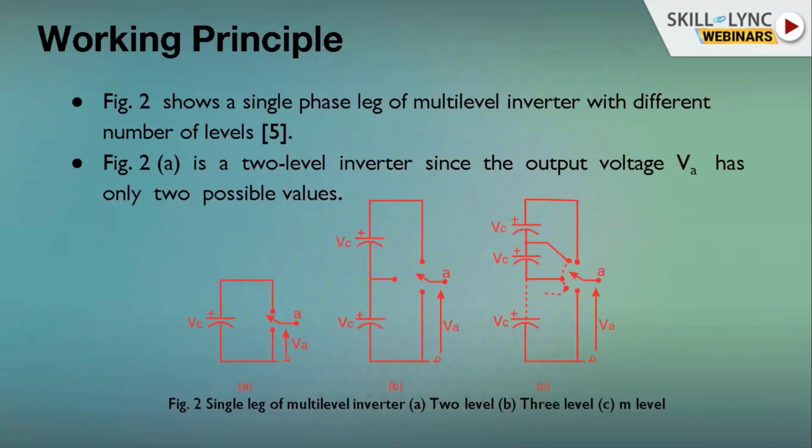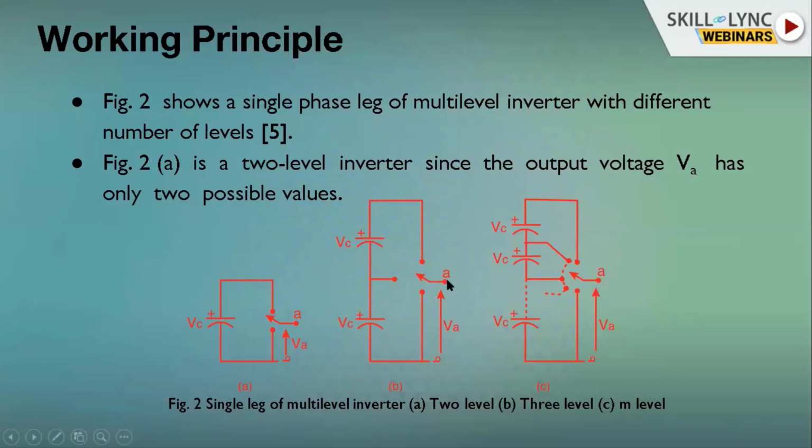If you look at figure 2, the very first one, figure A, is just a conventional 2-level inverter, where if you measure the output from point A, you are either at plus VC or at 0. Whereas in the second one, figure B, you have now split up your DC source. You've used the split capacitor principle, and now you have 3 states.